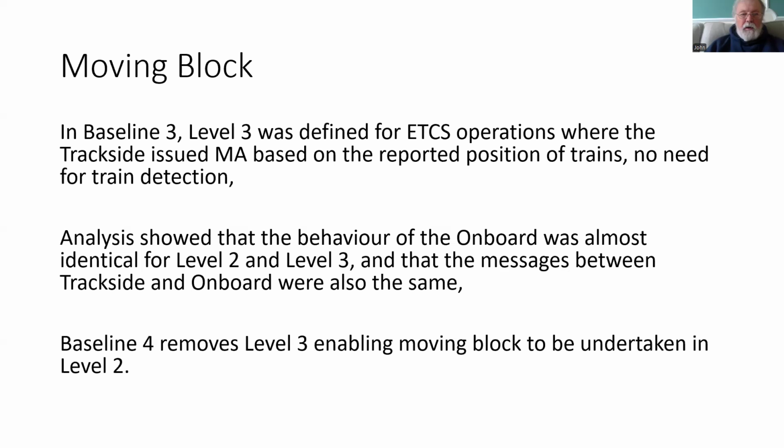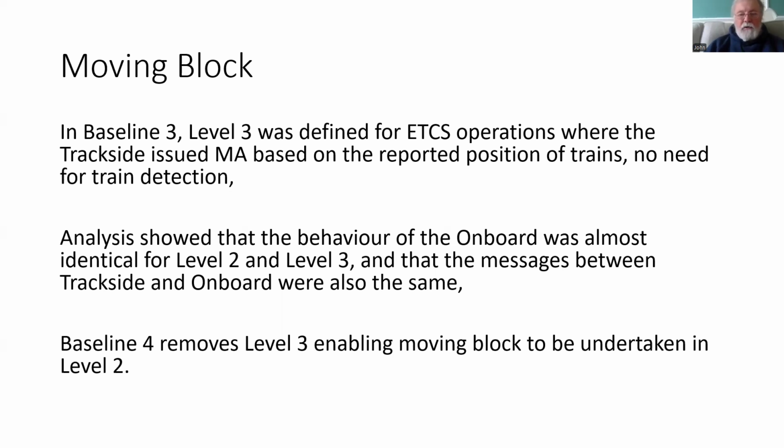Moving block. Baseline 3, level 3 was defined to enable moving block. And at the time, the specifications had not been fully developed. All was known was that the movement authorities would be based on reported position of trains without the provision of train detection at the trackside. However, having worked through the behavior of a moving block system, all of that behavior for the onboard was almost identical to level 2 and level 3. The movement authorities still looked the same.